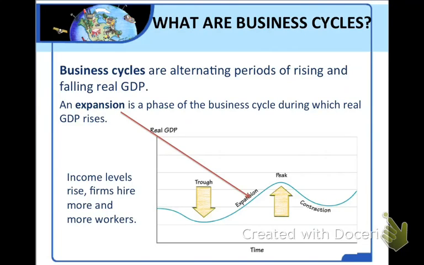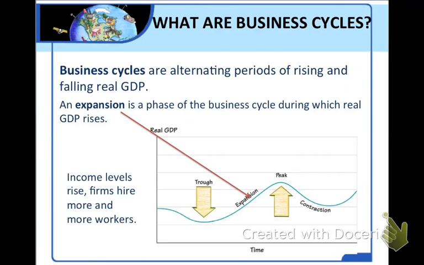As illustrated in this figure, during the expansion phase of the business cycle, real GDP rises. Generally, rising real GDP is accompanied by a number of favorable conditions. For example, income levels are on the rise, and firms hire more employees, making it easier for people to find jobs.